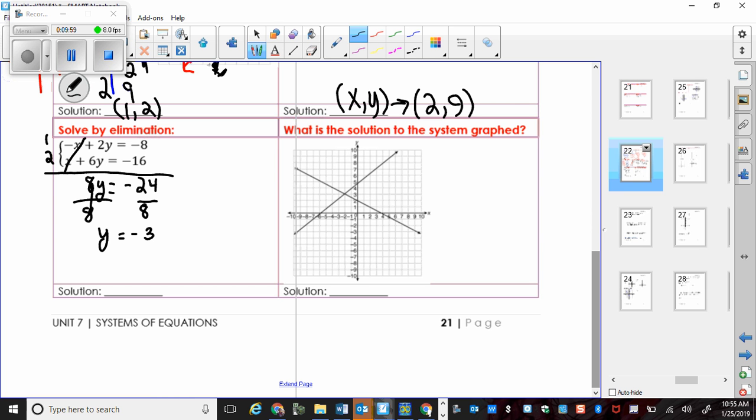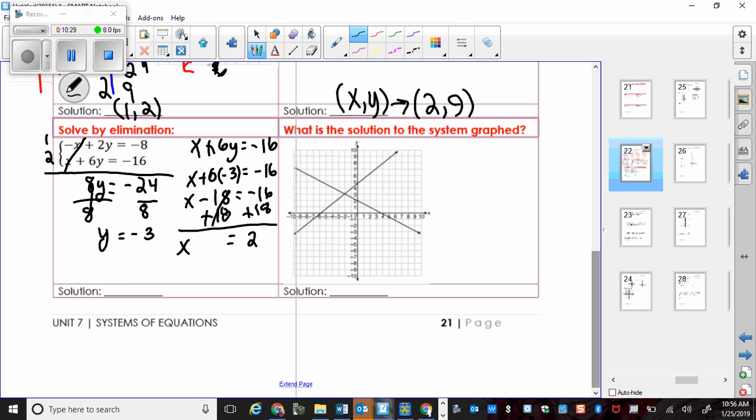Now I only need x. So I'm going to go back and pick an equation. I'm going to pick x plus 6y equals negative 16. Say x plus 6 times negative 3 equals negative 16. X minus 18 equals negative 16. Add 18 to both sides of this equal sign, and x equals positive 2. So when we're writing our mapping, we say x comma y maps onto 2 comma negative 3.